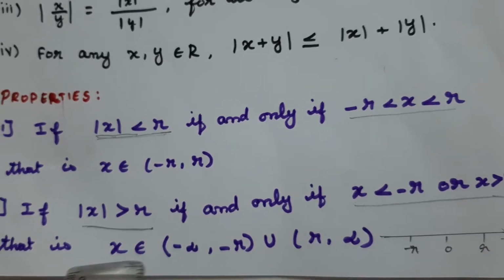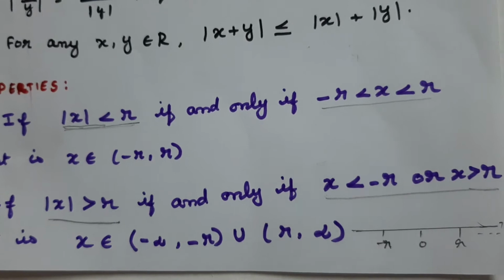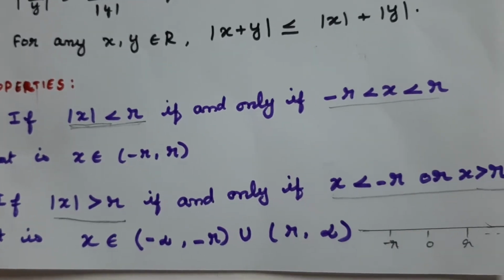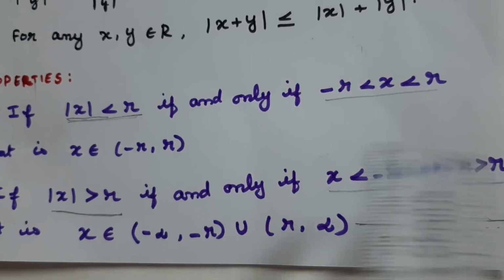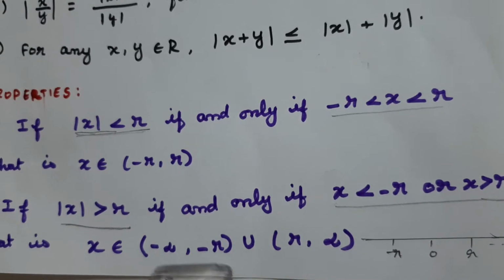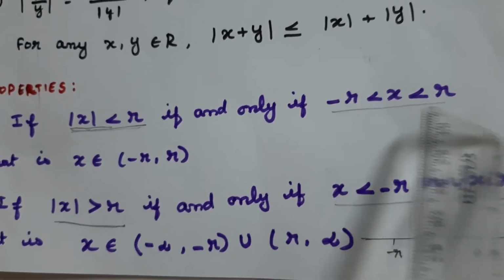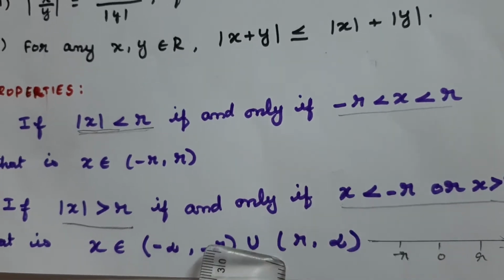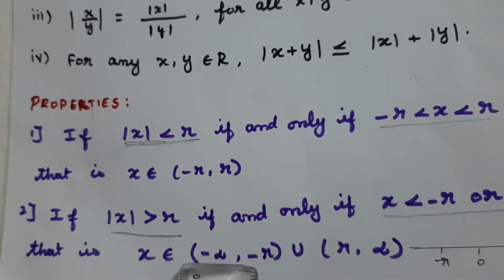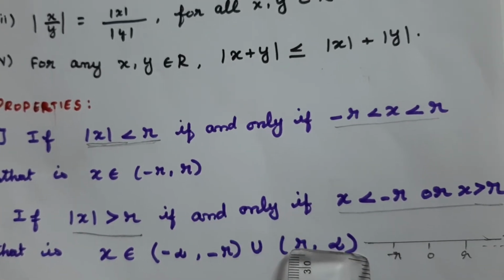So x belongs to less than minus R. Less than values lie on the left hand side of your number line, and greater than values lie on the right hand side of the number line. So less than minus R is given by the interval minus infinity to minus R, and greater than R is given by the interval R to plus infinity. Therefore x belongs to minus infinity comma minus R union R comma infinity.